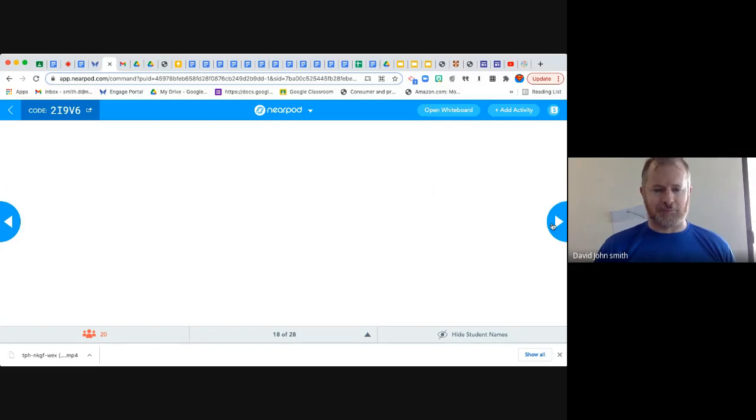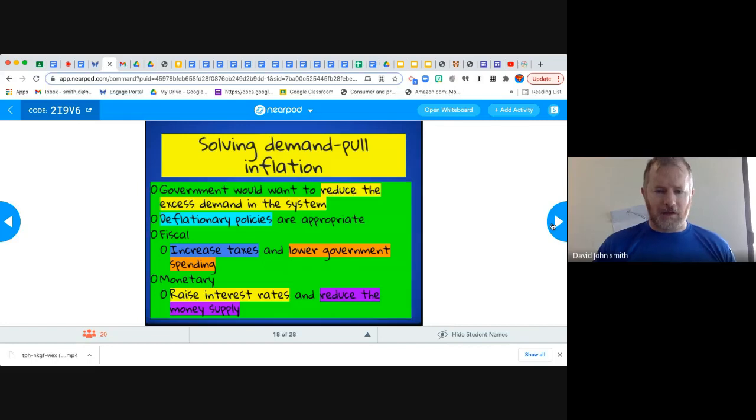Now, if we have demand pull inflation, we're wanting to see a reduction in the excess demand in the system. So we're going to have deflationary policy, so potentially increasing taxes, lowering government spending, and or raising interest rates and reducing the money supply. Now, we have to be careful.